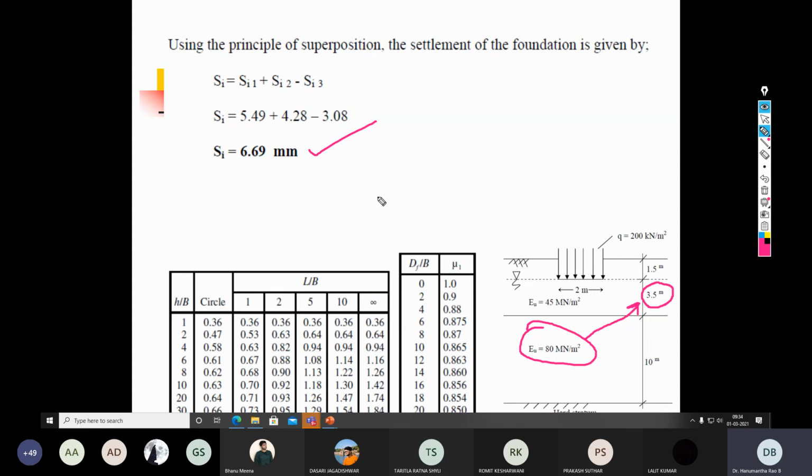Yeah. Sir, what is the use of water table in this case? There is nothing. So there is no consideration for water table effect in the elastic settlement. Its impact is only on the consolidation settlement, not on the initial settlement.